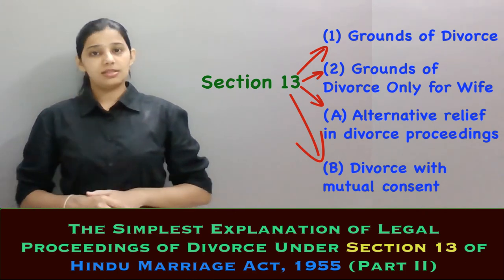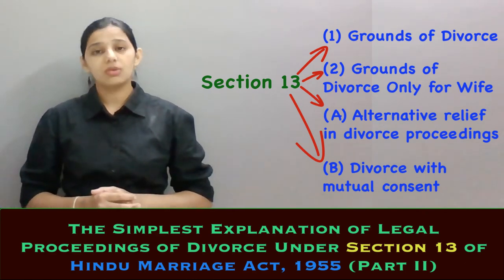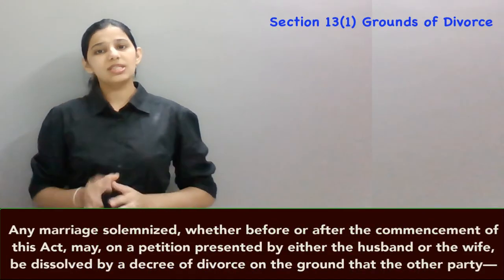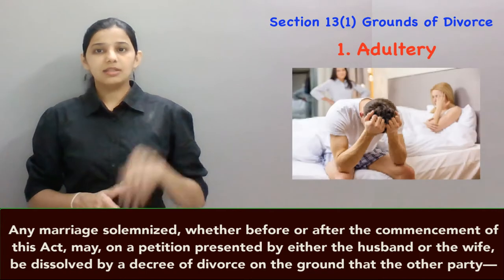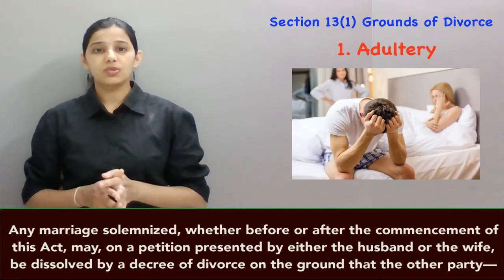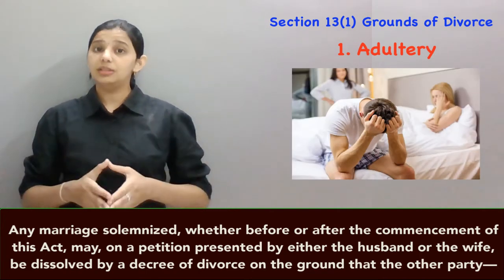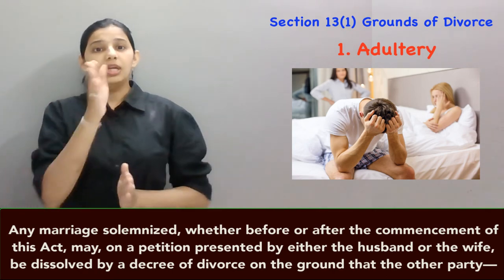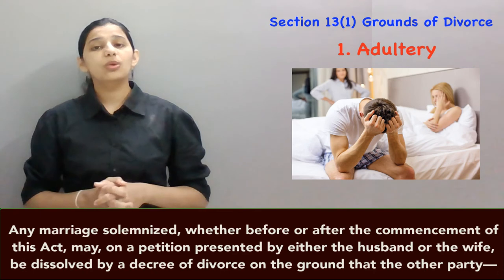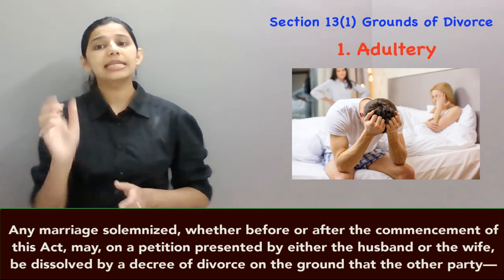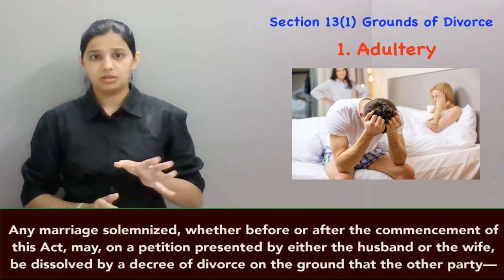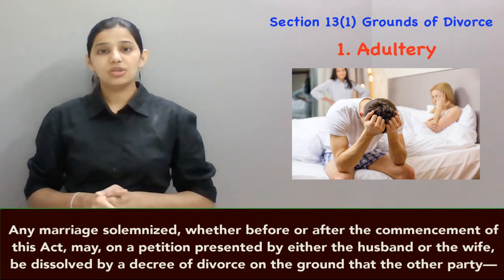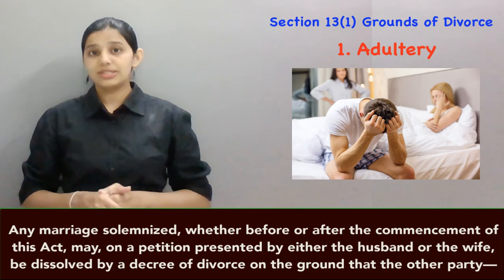Now let's discuss Section 13 clause 1, which defines the grounds of divorce in brief. The first ground is adultery. Adultery means the consensual and voluntary intercourse between a married person with another person, married or unmarried, of the opposite sex. It means that either party, after solemnization of marriage, had voluntary sexual intercourse with any person other than his or her spouse. But I would like to grab your attention on the important amendment regarding adultery.